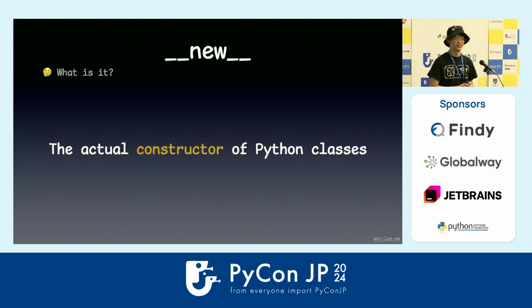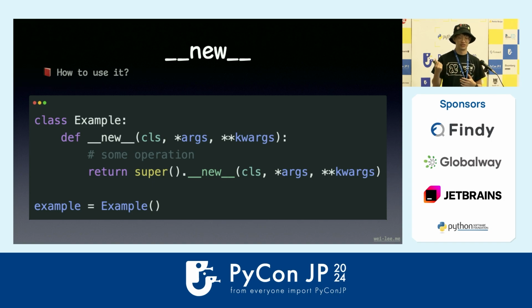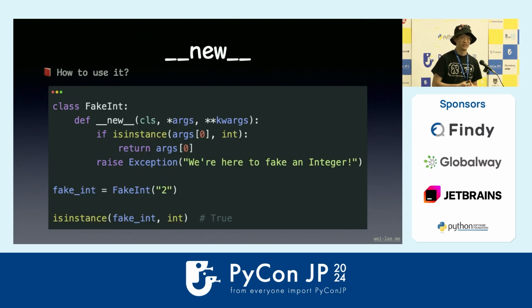This one is probably more like the constructor of Python: Dunder new, and how it can be used. This can be defined this way, and you can do some operations before the class is even created. Let's see another example so you have a better idea.